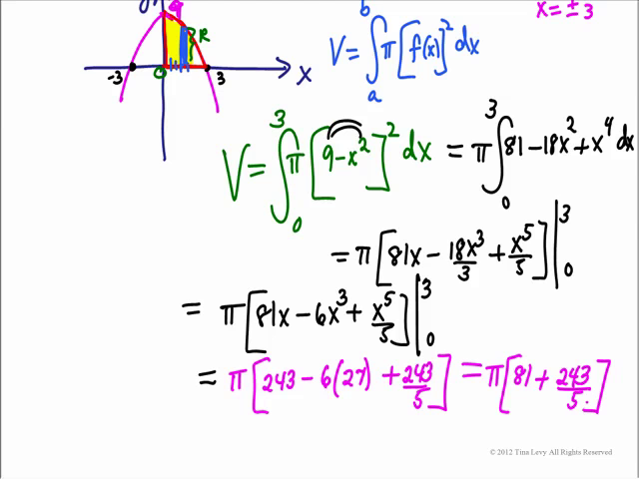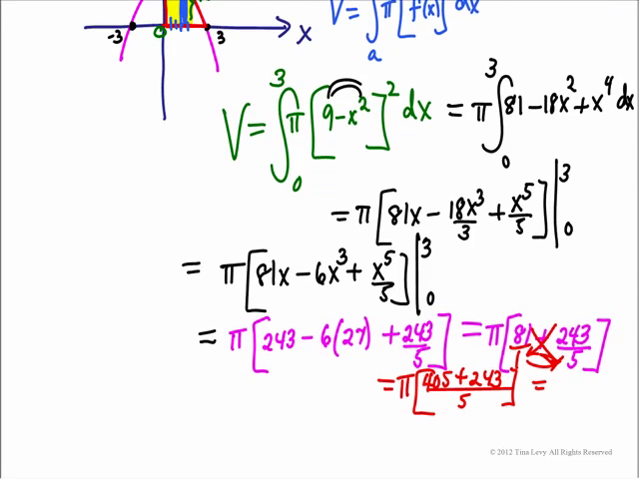And I have a nice way, I call it the rocking chair, for doing these. What we do, you guys, is we go, this is pi times 81 times 5, 405, plus 243 times 1, all over 5. So the final answer for this becomes 648 pi over 5. And that is the volume.